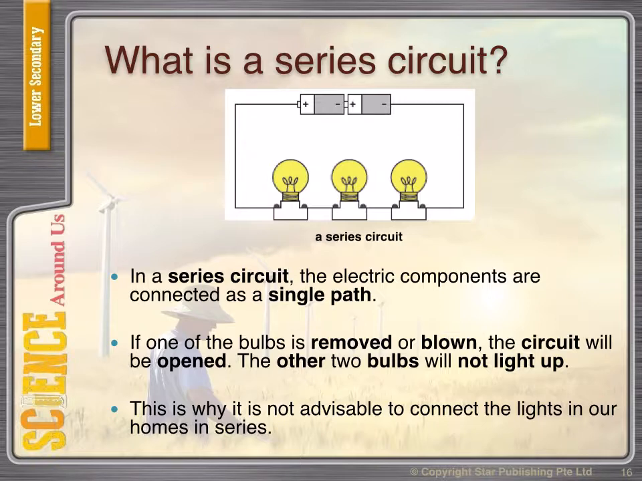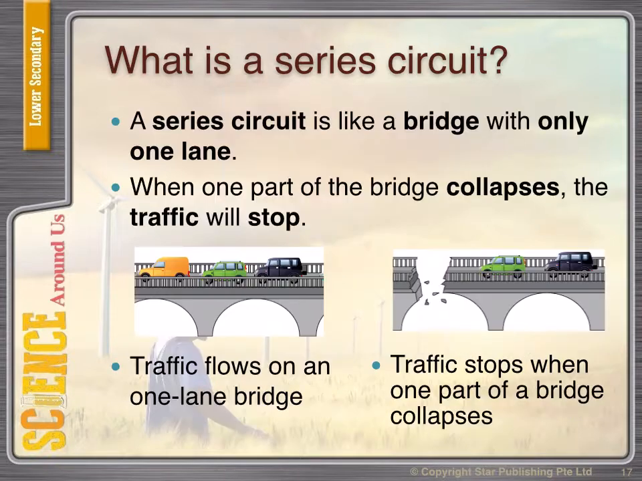That's why it's called a series circuit. If one of the light bulbs is removed or blown, the circuit will be open, and the other two bulbs will not light up. That's why it's not advisable to connect the lights in our homes in series, because if one of the light bulbs is spoiled or there's an open circuit, the other two light bulbs cannot work.